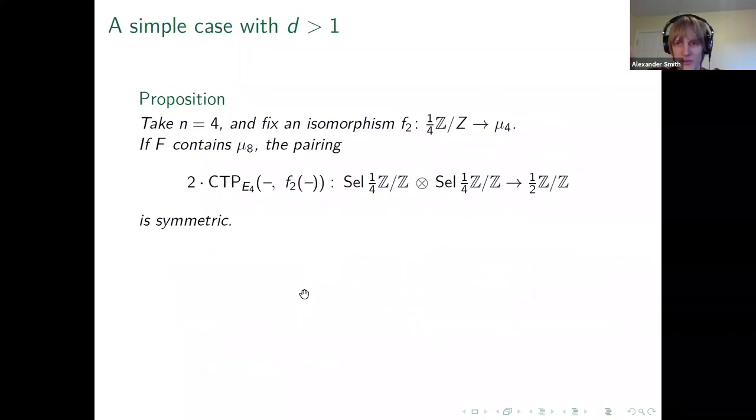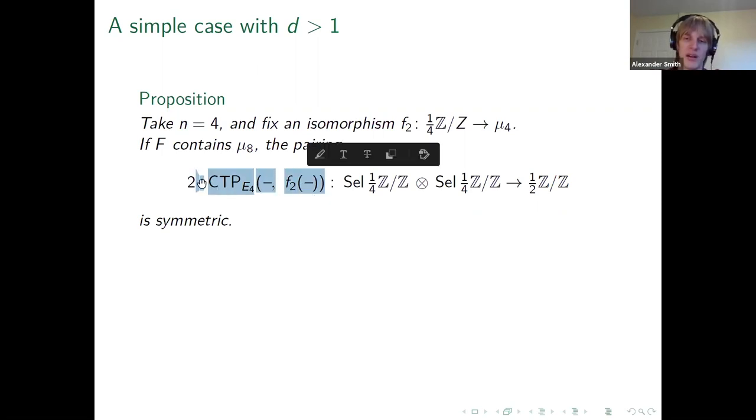Well, let's say we're looking at a specific example. So take n equals 4, and suppose F contains mu 8. Then what we want to understand is twice the Cassels-Tate pairing associated to E4. So that's from cyclic 4 to cyclic 16 to cyclic 4. This is a pairing between the Selmer group of the cyclic group of order 4 and itself, and we want to prove it's symmetric.